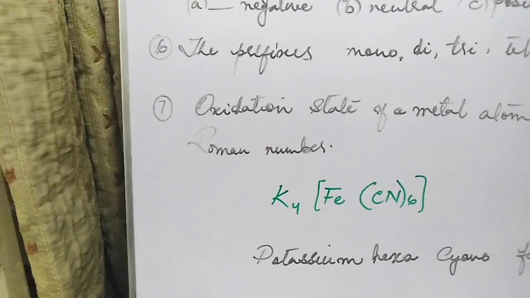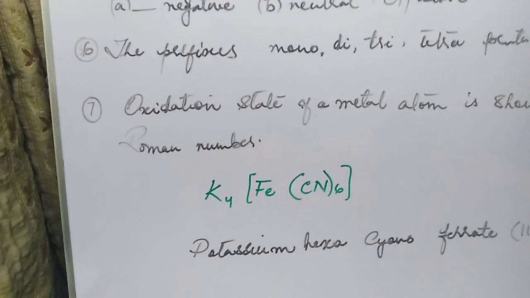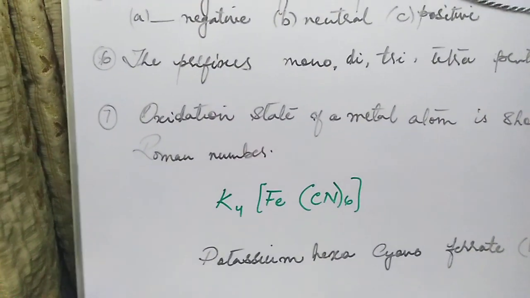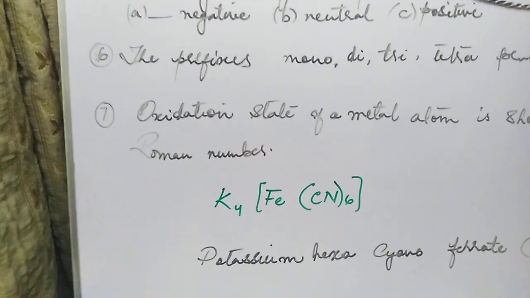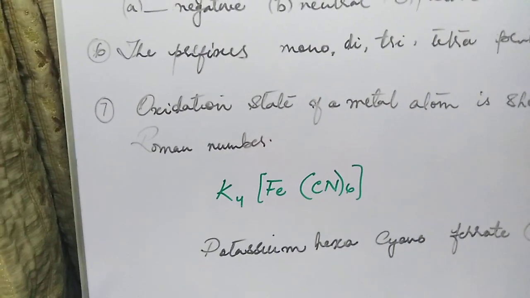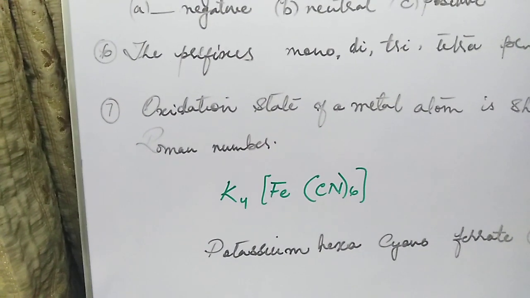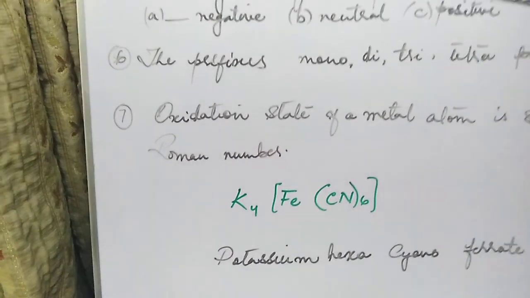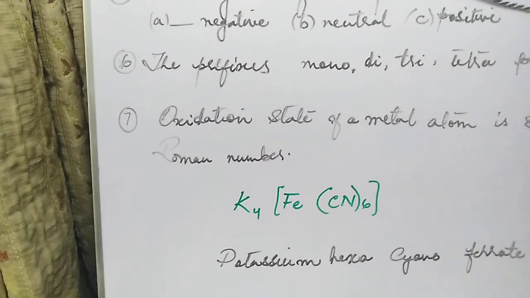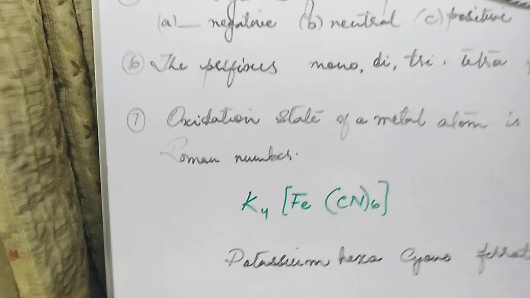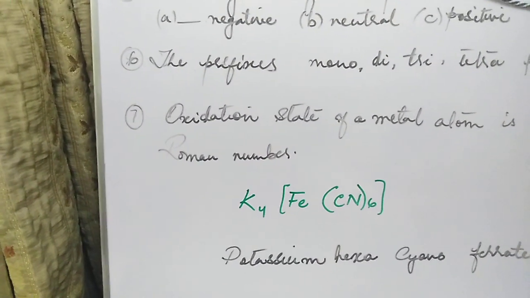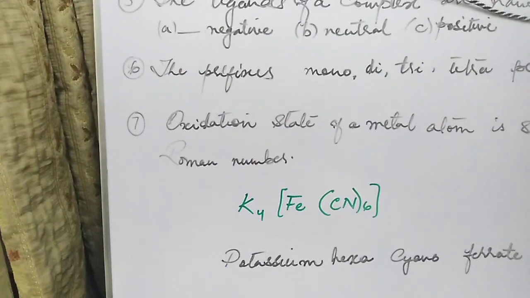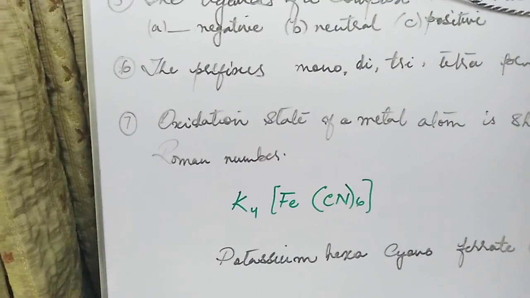The next rule is the prefixes: mono, di, tri, tetra, penta, hexa, etc. These prefixes are only for the number of ligands. If there is one ligand, we write mono; if there are two ligands, we write di; then tri for 3, tetra for 4, penta for 5, hexa for 6. Similarly, the oxidation state of a metal atom is shown by a Roman number.